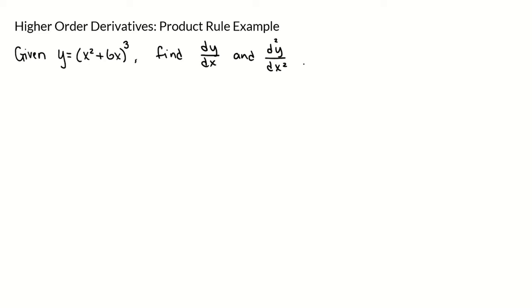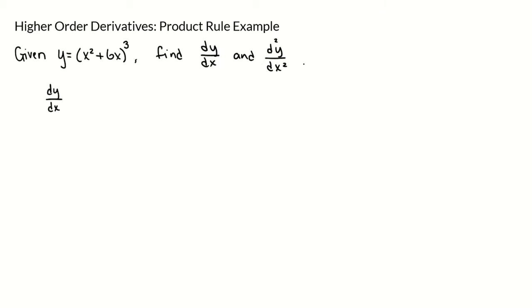This is another example for higher order derivatives, this time using the product rule. So given the function y equals (x squared plus 6x) to the power 3, find dy/dx and d squared y/dx squared. So find the first and second derivatives of this function. Let's start with the first derivative, dy/dx.